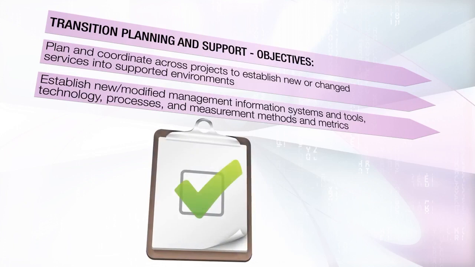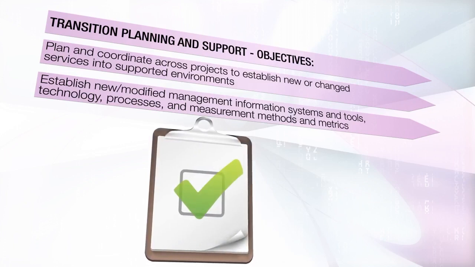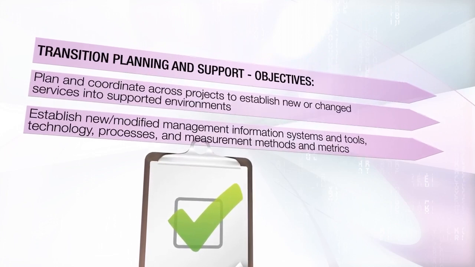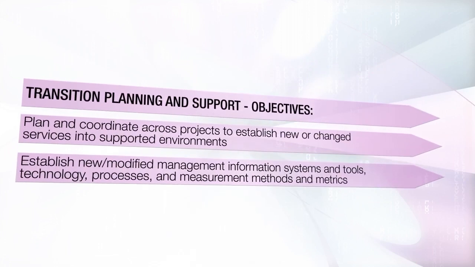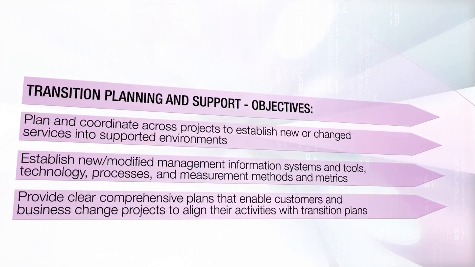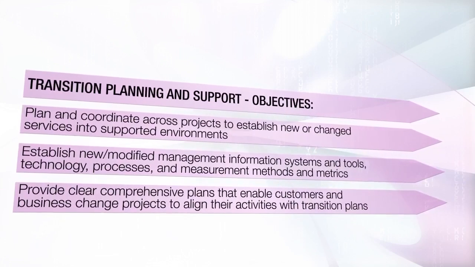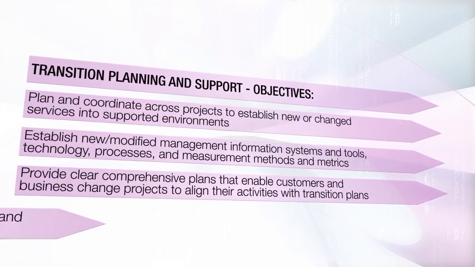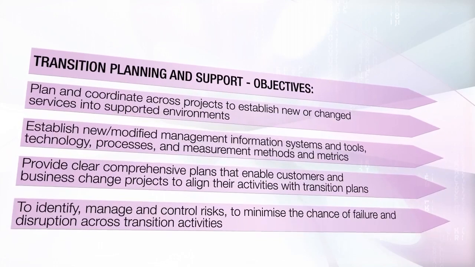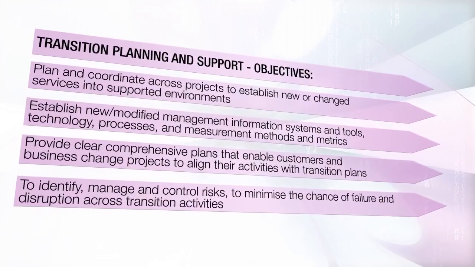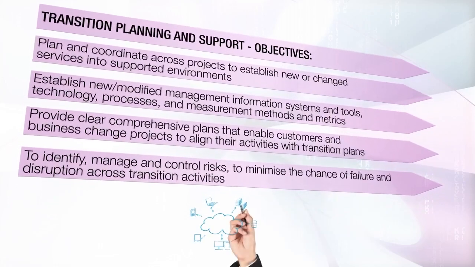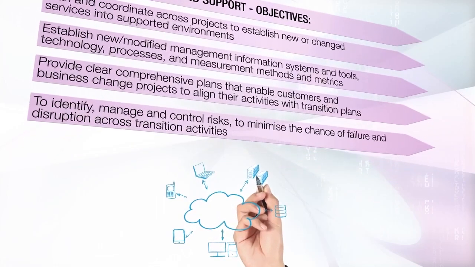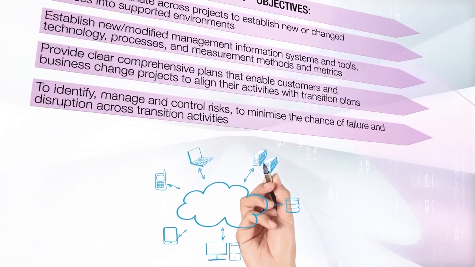Ensuring that all parties adopt the common framework of standard reusable processes and supporting systems in order to improve the effectiveness and efficiency of the integrated planning and coordination activities. Providing clear and comprehensive plans that enable customer and business change projects to align their activities with the service transition plans. Identifying, managing and controlling risks to minimise the chance of failure and disruption across transition activities. And ensuring that service transition issues, risks and deviations are reported to the appropriate stakeholders and decision makers.